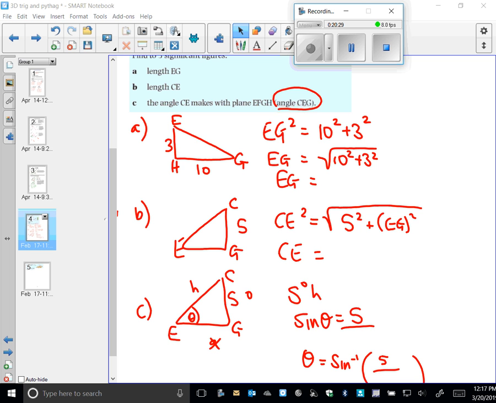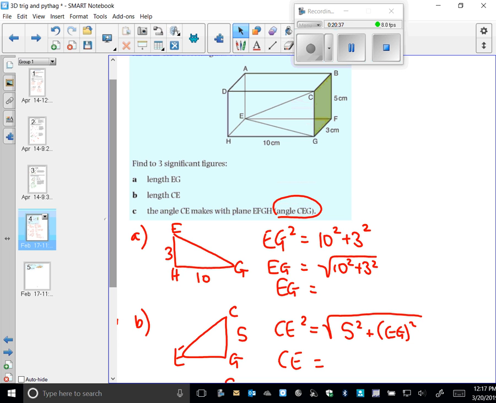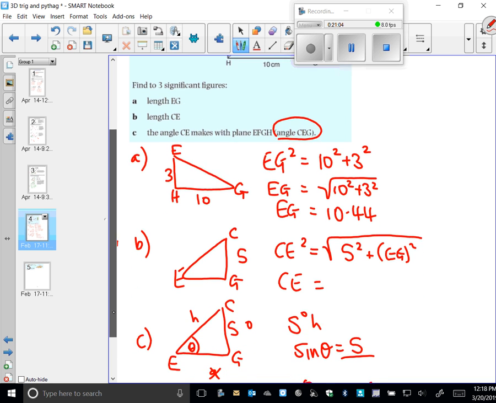So this should be the working. They've asked us for EG, so we should spot that it goes through the centre of the base. And they've given us both the length and the width of that base, so we can draw our triangle here. So I've chosen H. You could have F there as well as your other letter. Either way, it would be 3 squared plus 10 squared and then square rooted, which is 10.44. So you should have 10.44 for EG.